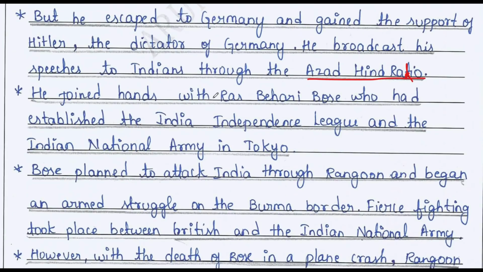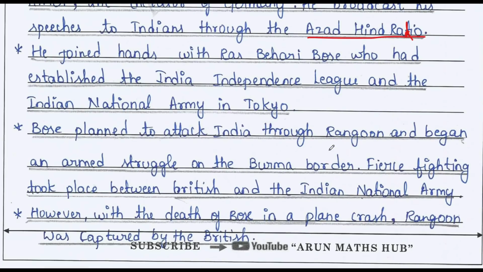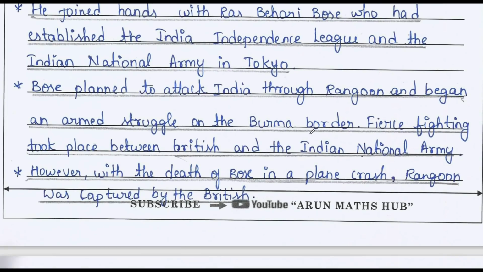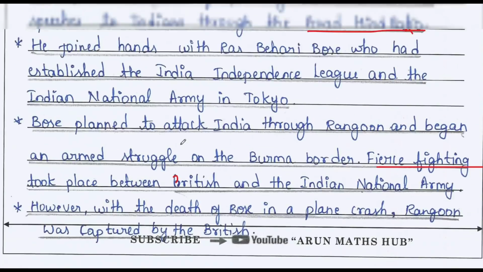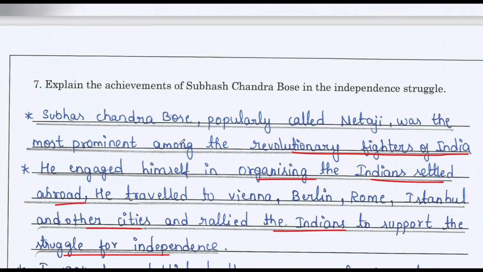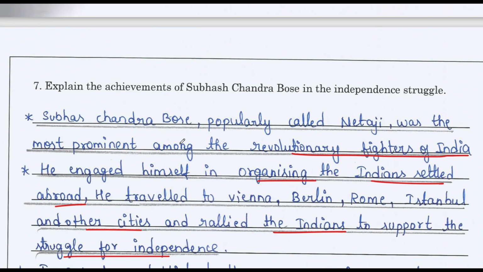He joined hands with Ras Bihari Bose, who had established the India Independence League and the Indian National Army in Tokyo. Bose planned to attack India through Rangoon and began an armed struggle on the Burma border. Fierce fighting took place between the British and the Indian National Army (INA). However, with the death of Bose in a plane crash, Rangoon was captured by the British. This is how we can see the achievement of Subhash Chandra Bose in the freedom struggle.